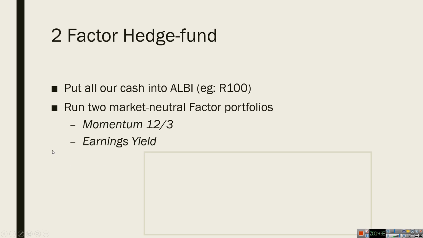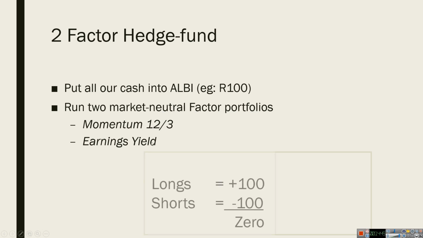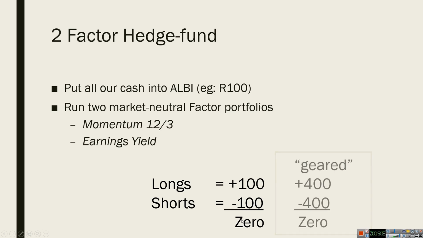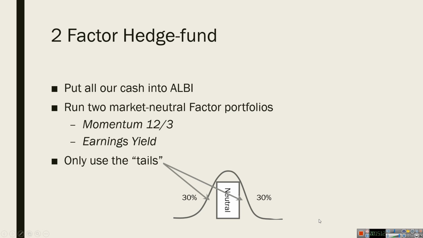So we want to take, for example, 100 Rand, put it into the all bond index. Then we're simultaneously going to run 2 market neutral factor-based portfolios using momentum and earnings yield. And the beauty of these is that we're going to be able to make them self-funding. So we will sell the short portfolio, get the cash, and invest it in the long portfolio. It costs us nothing. And we can easily gear this up if we want to. We just sell 4 times more and buy 4 times more. It still costs us nothing. We do have to worry about some cover ratios, which I'll show you in a moment.